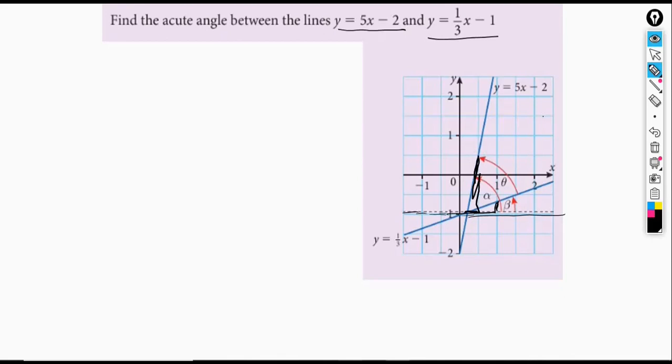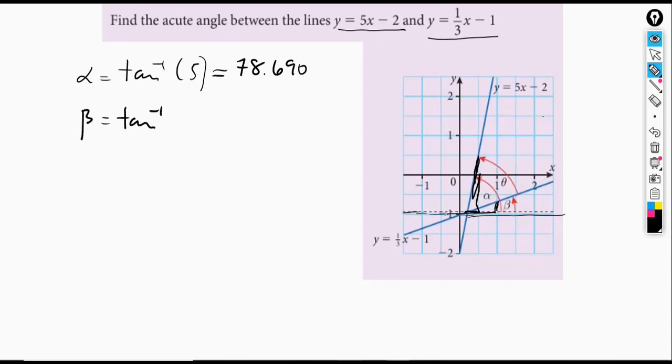So alpha is a large angle. That means that alpha is equal to the inverse tangent of 5. And in degrees, that is approximately 78.690 degrees. Likewise, if we do beta, we're going to see that beta is equal to the inverse tangent of 1/3, and that is approximately 18.435 degrees. Okay, so notice that this is theta, and theta is the acute angle between those two lines.